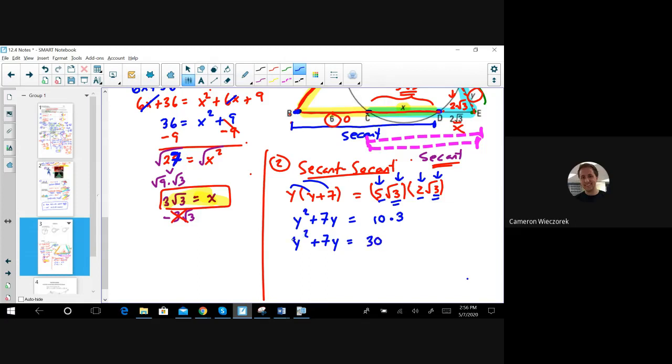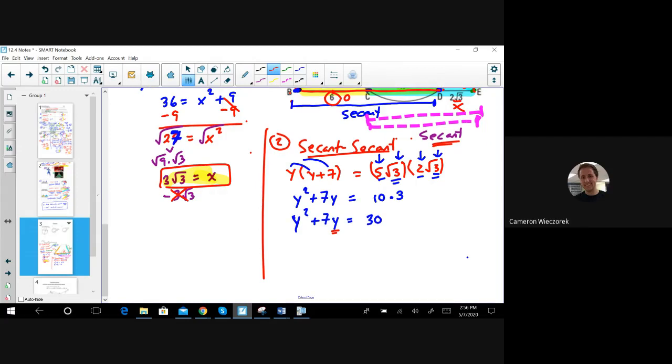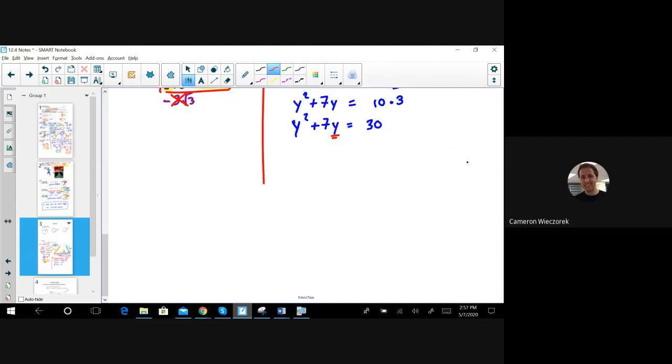This time I can't use square roots to solve it because of the fact that I have a y term that's in the problem as well. It's not just x squareds and constants. There's an actual y term. So this one I'm either going to have to factor or use the quadratic formula. Regardless of which method I pick, I have to get 0 on one side. So I'm going to subtract 30 from both sides. Okay, so I got one side set equal to 0.